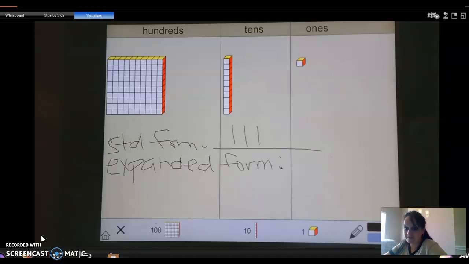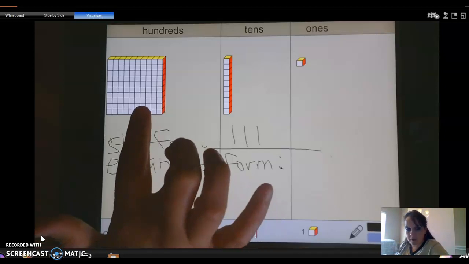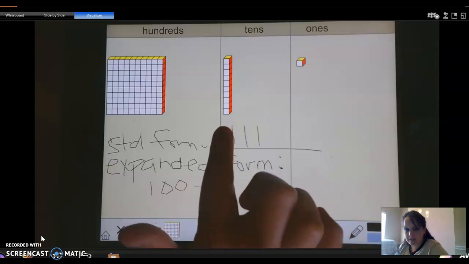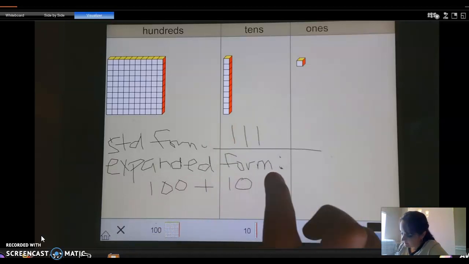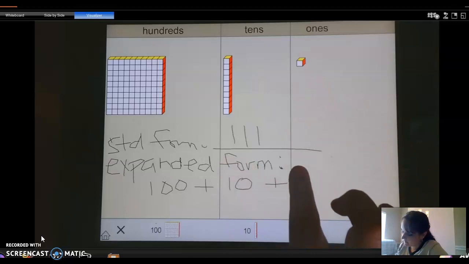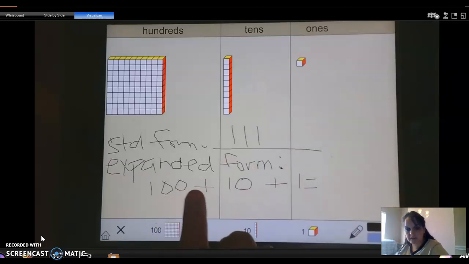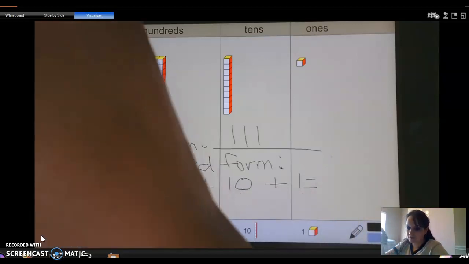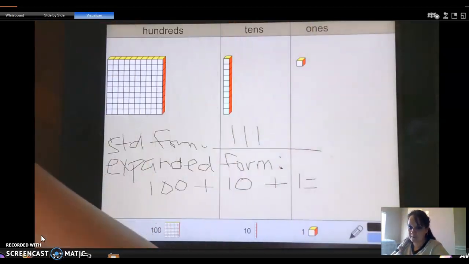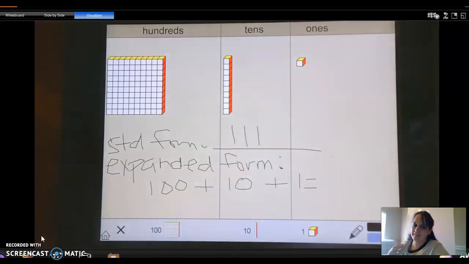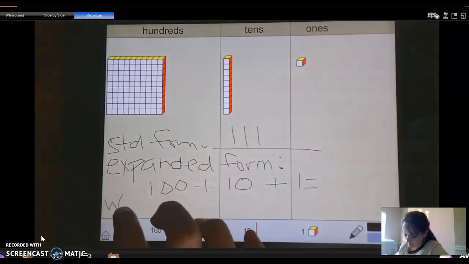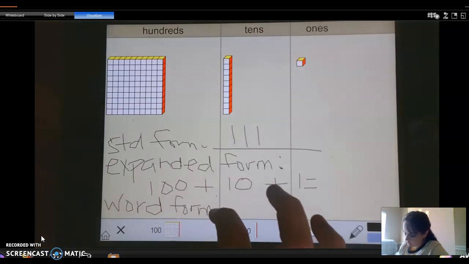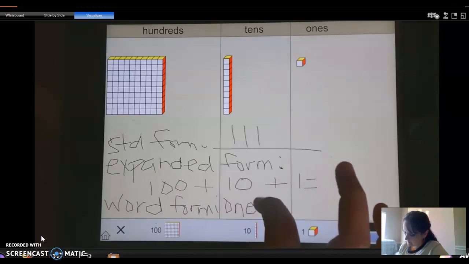Ready to check? Let's see. The value of the 1 is 100. The value in the tens place is 10. And the value in the ones place is 1. So 100 plus 10 plus 1. Thumbs up if you got it. And then in word form, remember we're not going to use the word "and." We say it's 111.